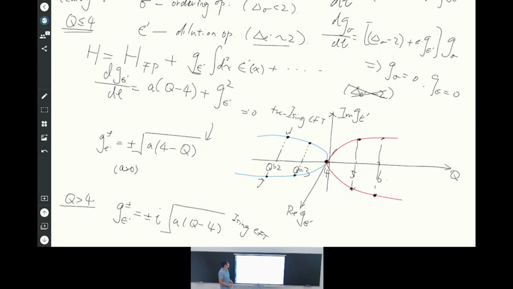Okay, so let's say it this way. You can start from this point, Q equals 4. We know that this operator is exactly marginal. So this fixed point, you can think of as describing Q equals 4. Then we try to discuss Q less than or larger than 4, so we add this epsilon prime operator based on this fixed point. Oh, I'm not sure if that's unambiguous, but I'll ask you later. Thank you. Okay, yeah.